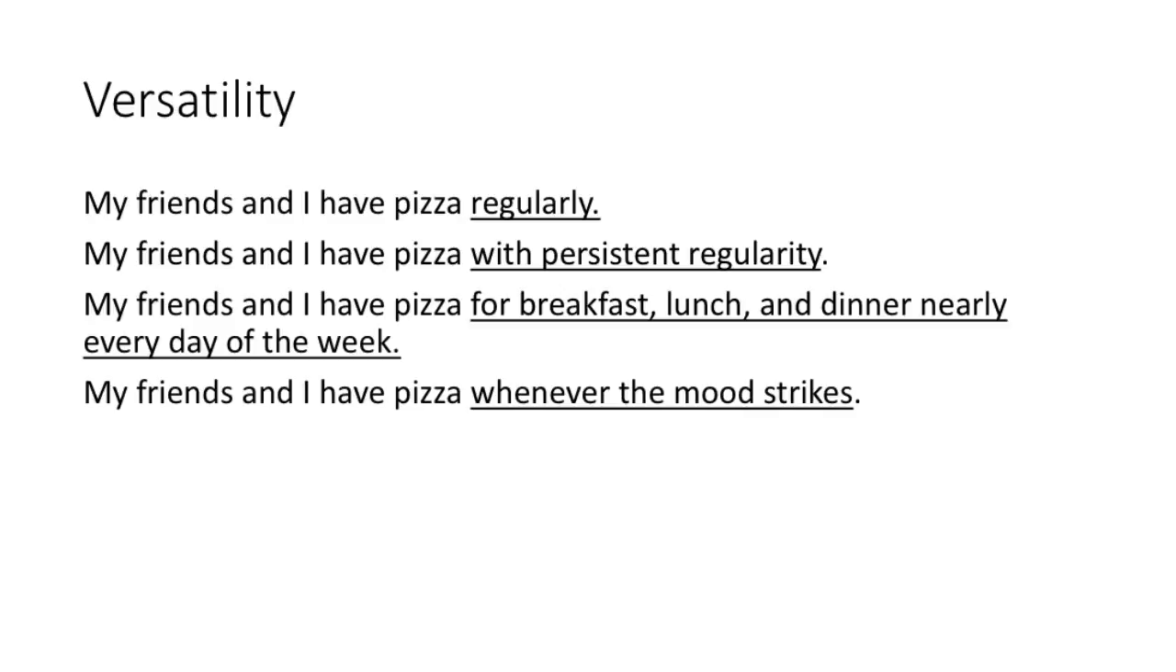Here we have a demonstration of the versatility of the adverbial. In the first one, we have, my friends and I have pizza regularly. So this gives us information about frequency. And then we have, my friends and I have pizza with persistent regularity. This, again, adds information about frequency using a phrase. My friends and I have pizza for breakfast, lunch, and dinner nearly every day of the week. And my friends and I have pizza whenever the mood strikes. Okay, this one is kind of a clause, or you can do a combination. All of these depend on what you want to say and the writing situation.